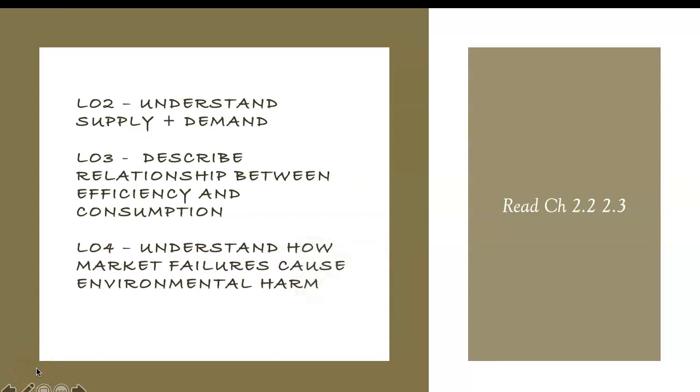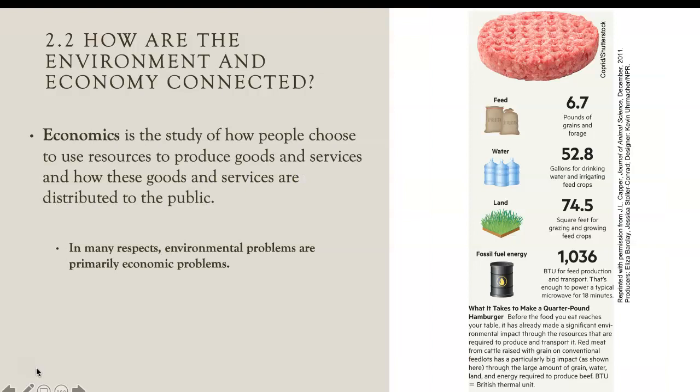In the second part of the lecture, we are going to discuss what is supply and demand, and what's the relationship between efficiency and consumption, and we'll try to understand how market failures cause environmental harm. So economics is the study of how people choose to use resources to produce goods and services, and how these goods and services are distributed to the public.